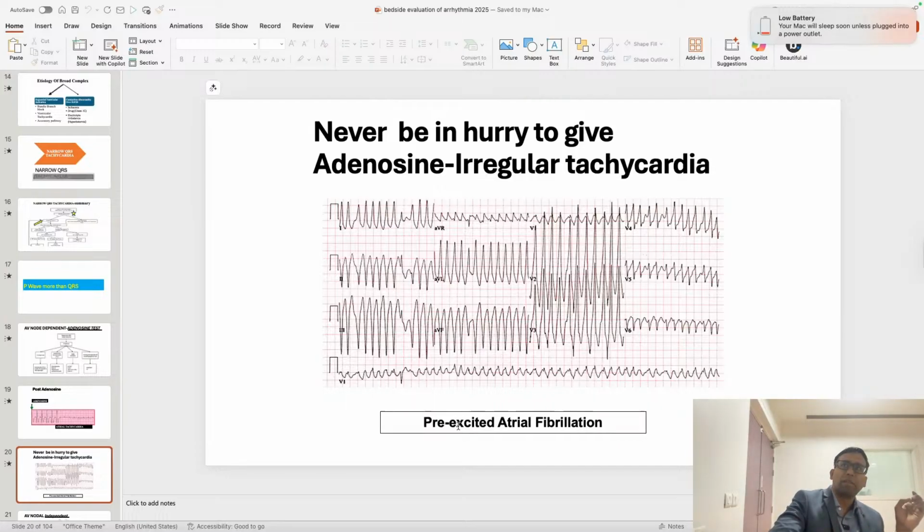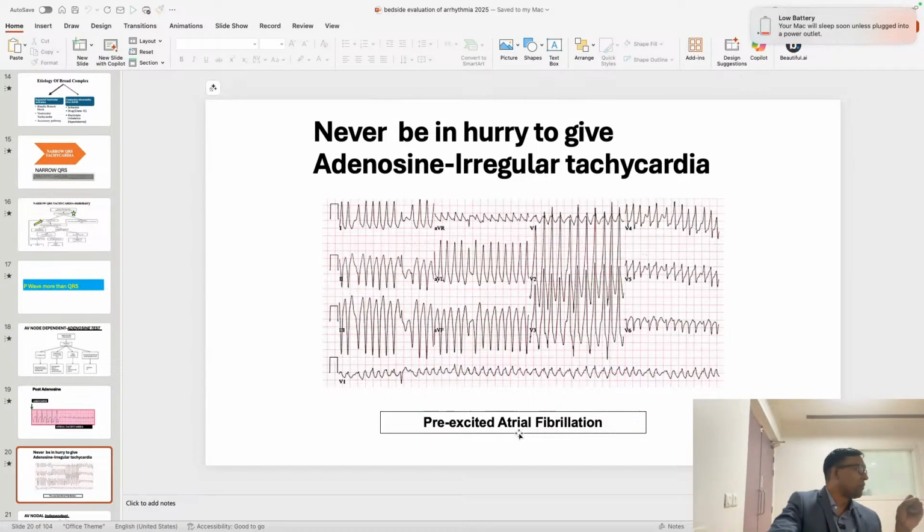Usually it is pre-excited atrial fibrillation, meaning the patient has WPW syndrome and on top of that is developing AF also. So in this ECG, never give adenosine. Never give Cardarone also; Cardarone will block the AV node because of beta blocker action. Don't give a beta blocker, calcium channel blocker, or adenosine. All three are contraindicated. Okay, it is a legal issue, that's why I am saying it.